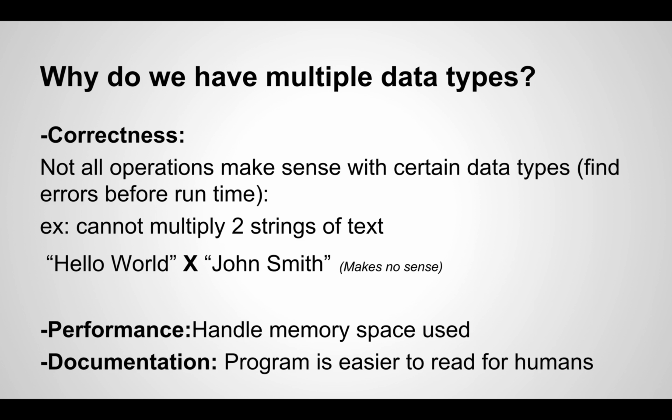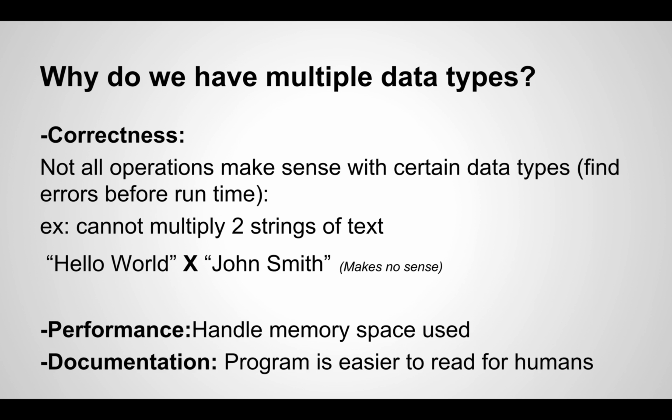One, it's for correctness. By correctness, we mean that not all operations make sense with certain data types, and that helps the program find errors before you run it, so it will avoid your program crashing. Let's say in this example, you cannot multiply two strings of text. It makes no sense to take the text hello world and multiply it by the text John Smith. What exactly are you trying to do with that? JavaScript would let you do that, and obviously the program would give you an undefined value, or the result would not be what you expect it to be. So that's the first reason.